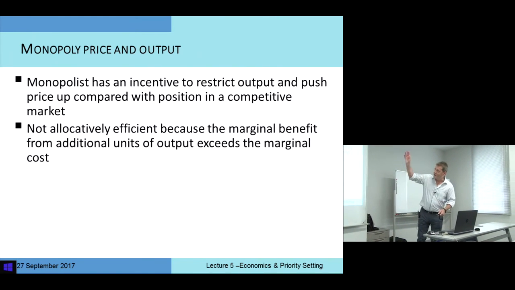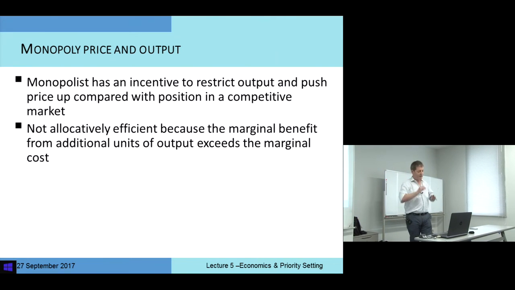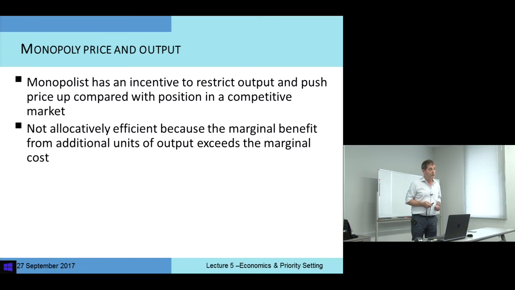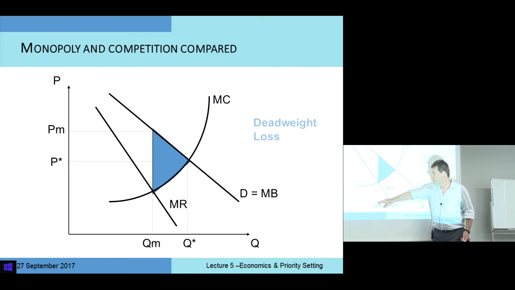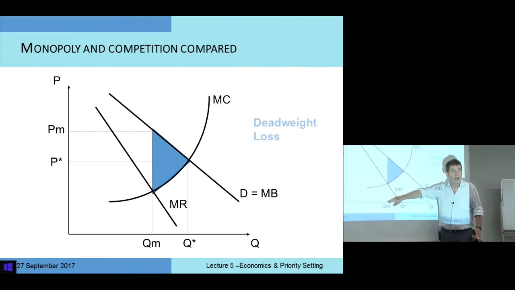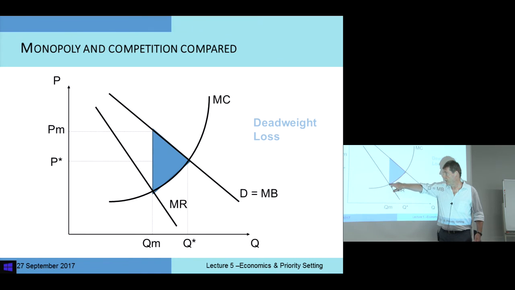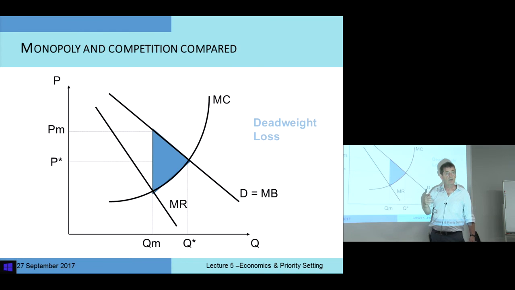Okay, so this is just putting it in words, which might be easier for some people. Some people like pictures. The monopolist has an incentive to restrict output and push up prices compared to a competitive market. It's not efficient, or what we say allocatively efficient, because at the level of output that the monopolist chooses, the marginal benefit from additional units exceeds the marginal cost. So at the point the monopolist chooses, the marginal cost to society, the goods, the time, the inputs that are used up to produce the next unit, is given by this amount here. The marginal benefit, the next consumer who gets a unit, values it up here. And so that's why it's a bad allocation from society's point of view.